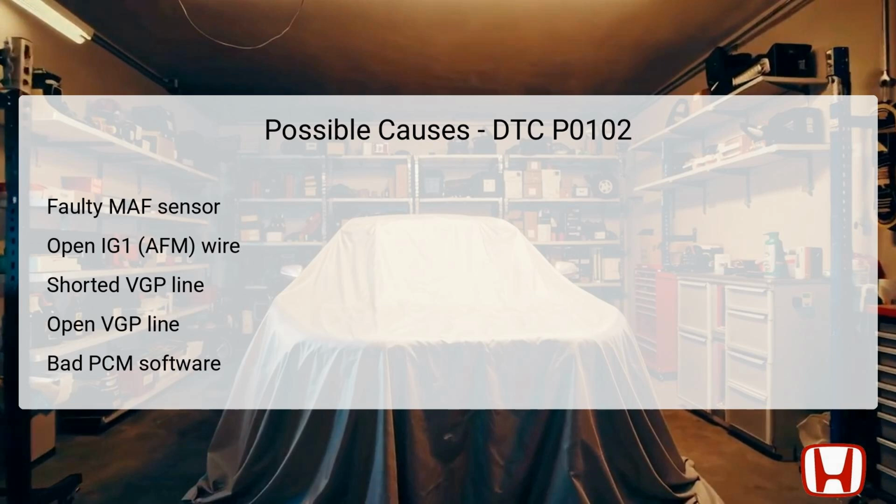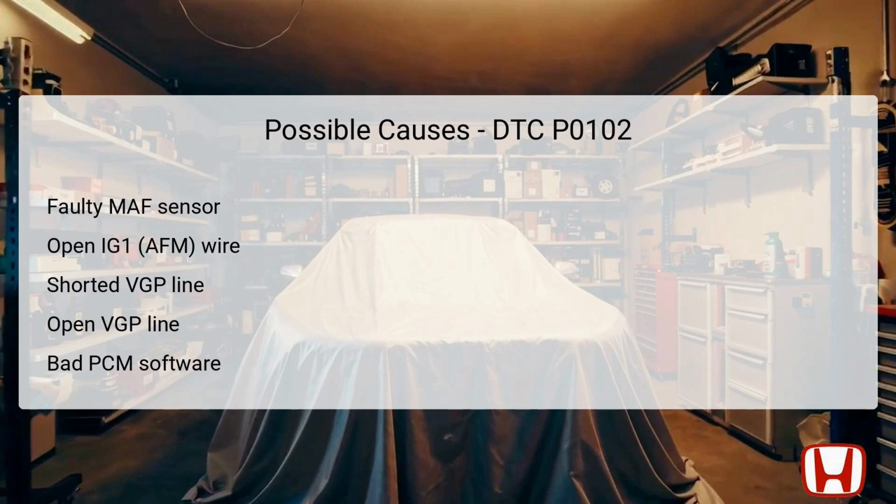Several factors can contribute to the occurrence of DTC P0102, starting with a potentially faulty MAF sensor itself, which can alter the voltage output. An open IG1 AFM wire can interrupt the power supply to the sensor, resulting in low voltage readings.